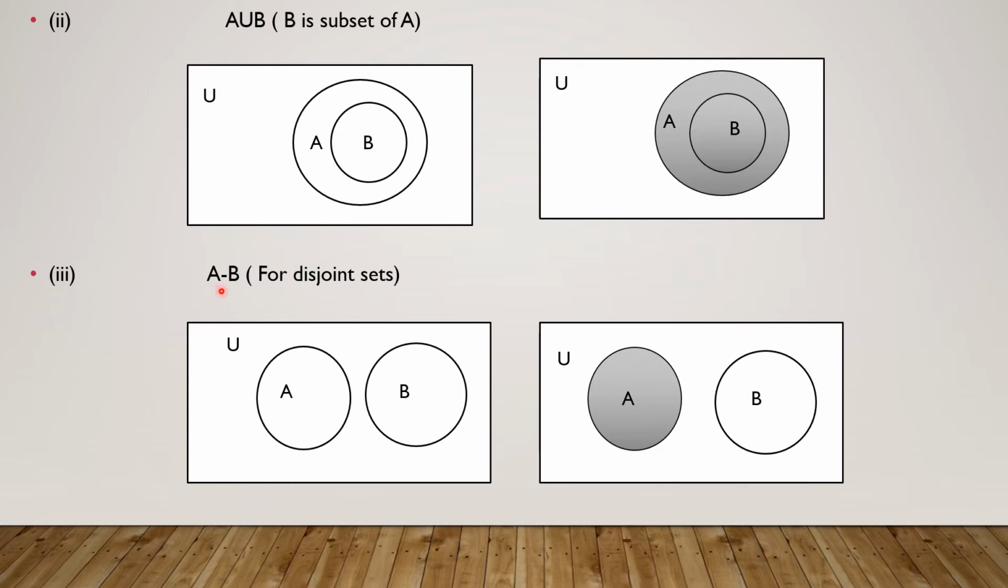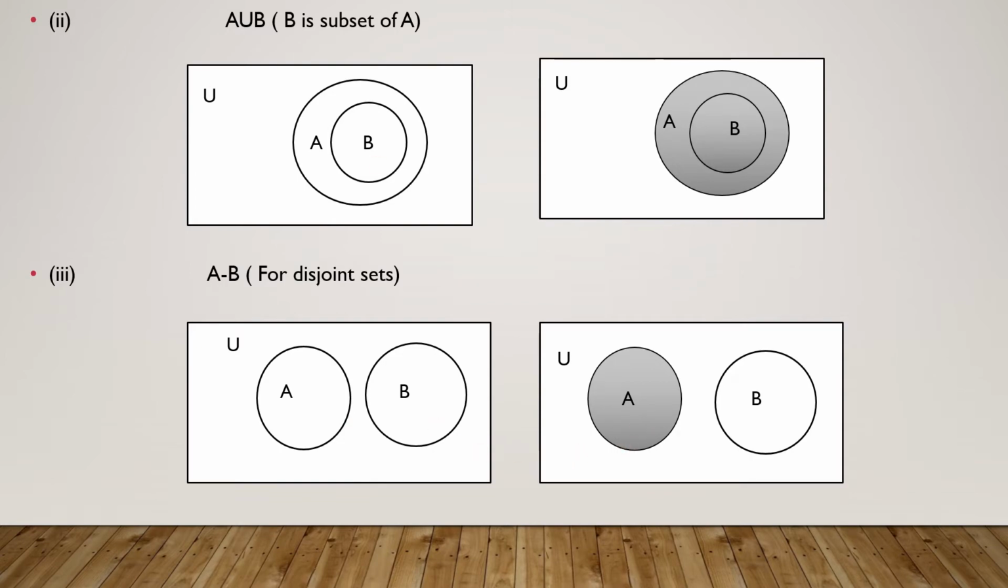Part number 3 is A minus B for disjoint sets. From this diagram it is clear that A and B are disjoint sets. Disjoint means nothing is common between A and B. There is no element common between A and B. They are disjoint sets. Now the question is to shade A minus B. Students, A minus B means all the elements of set A which are not present in B. So you have to shade all the elements of A, which means you have to shade portion A, because A minus B is all the elements of set A which are not present in B. So we have to shade the portion of A which is not present in B. Since the whole portion of A is not present in B, we will shade the whole portion of set A.